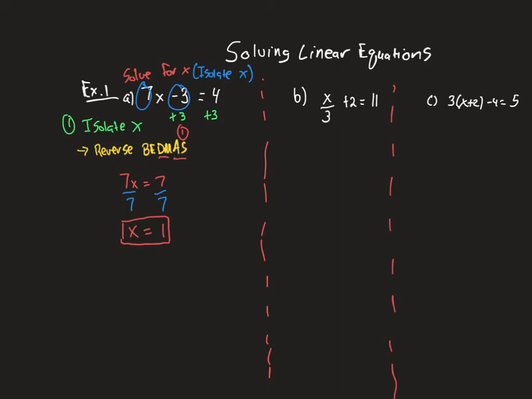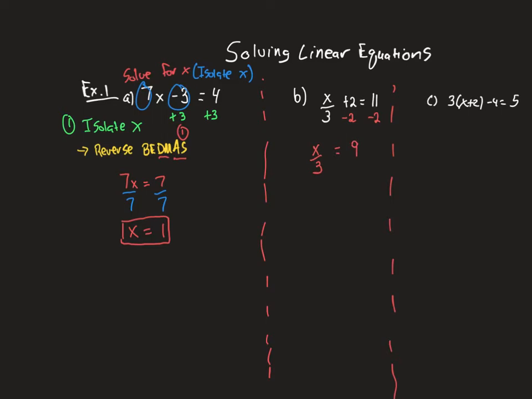Once again, if I'm following my rules, I want to reverse BEDMAS. So I want to get rid of any addition or subtraction first. I see a +2 here, and I see a division of 3. Remember, you want to do the opposite operation. So the opposite of +2 would be a -2. How do you get rid of positive influence? By putting a negative influence. So that's going to give me x over 3 is equal to 11 minus 2, which is 9.